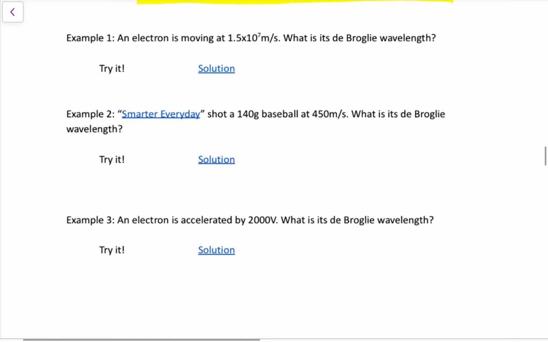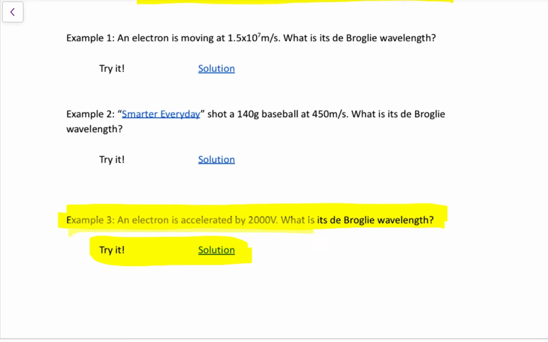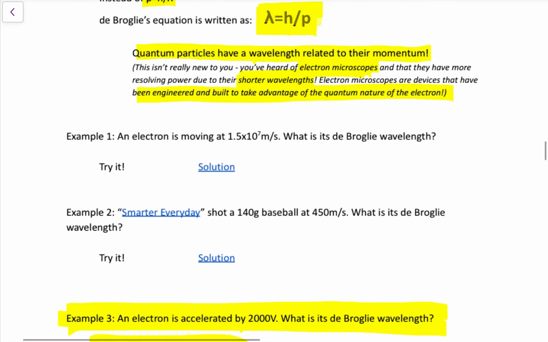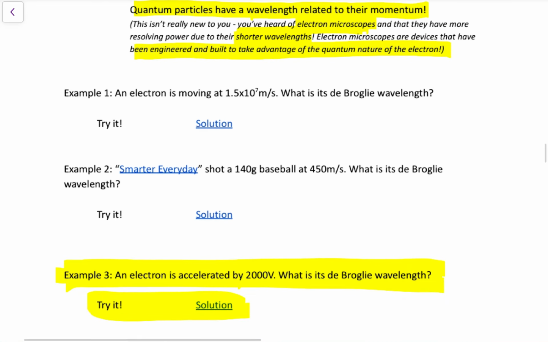I got a couple examples for you to work through here, 3 examples. Work through them, check the solutions, make sure they make sense. This last one is probably the most important one. Hint, hint, physics teachers, we love this kind of question because it brings in lots of stuff. If we just tell you that the electron's accelerated by 2000 volts, you need to use the voltage to figure out the speed. That's like unit 3 energy and momentum kind of stuff, parallel plate stuff. Use the voltage to figure out the speed, and then from the speed, you can use that de Broglie equation to figure out its wavelength.